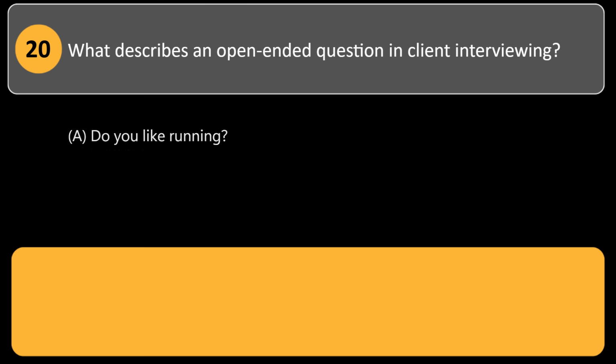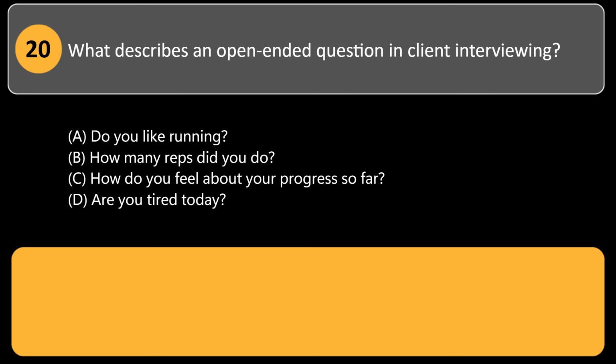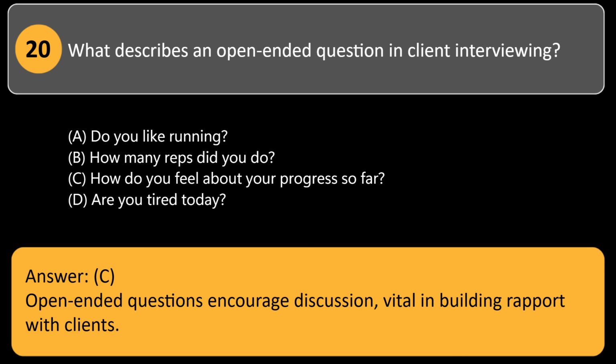What describes an open-ended question in client interviewing? A. Do you like running? B. How many reps did you do? C. How do you feel about your progress so far? D. Are you tired today? Answer: C. Open-ended questions encourage discussion, vital in building rapport with clients.